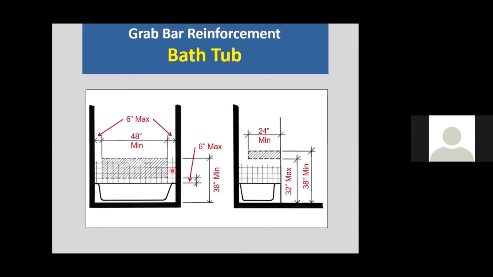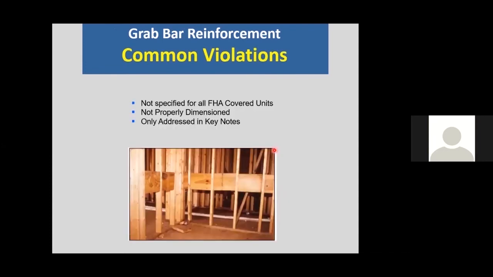Here we are at bathtubs. We have this area on the rear wall that would allow for two back wall bars. The ANSI standard now would also require a vertical bar at the control end of the bathtub, and so we would need reinforcing for a vertical bar here to comply with ANSI requirements.